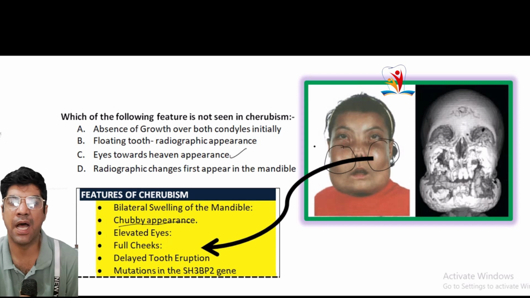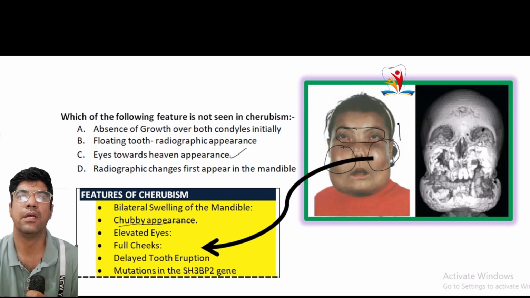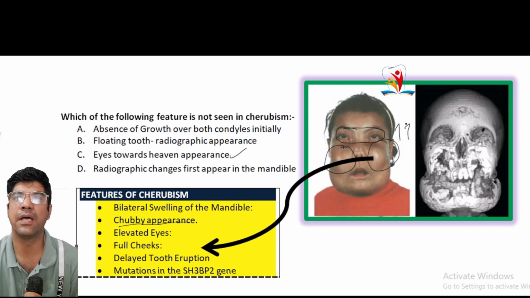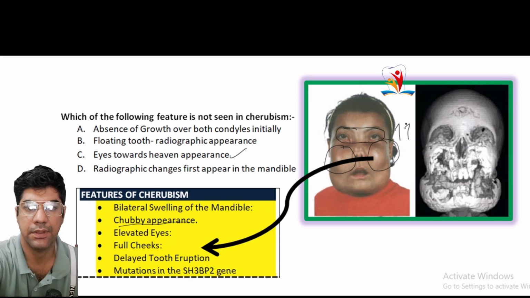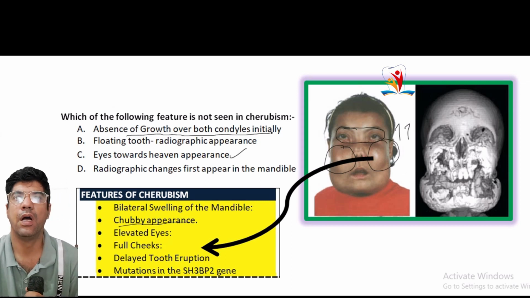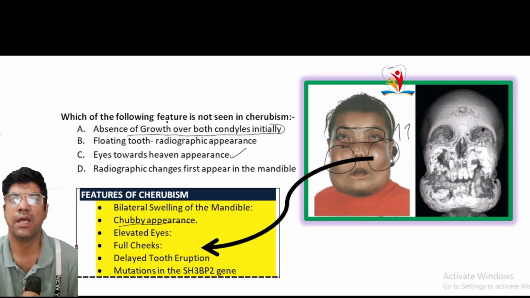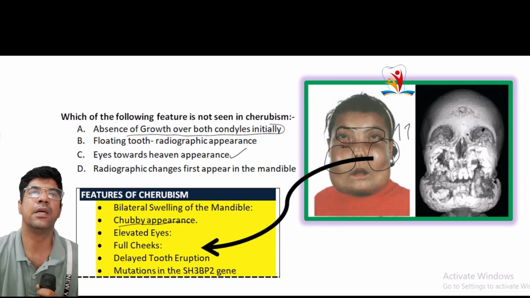Another important feature is the eyes that are moved toward the heavens. You can see the eyes moved in the upward direction. So your answer is absence of growth over both condyles. There is not an absence of growth over both condyles, but there will be bilateral overgrowth of the mandibular condyle that leads to a cherubic or chubby appearance in the affected individual.